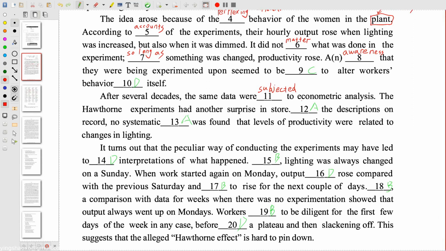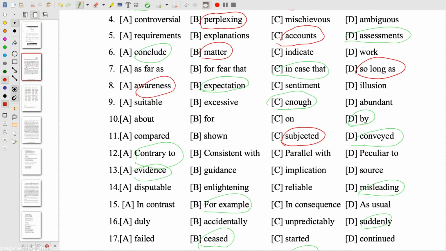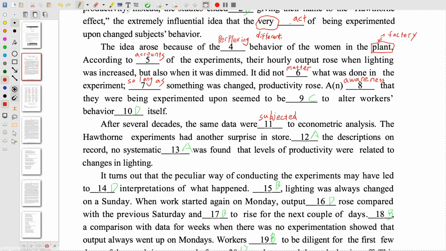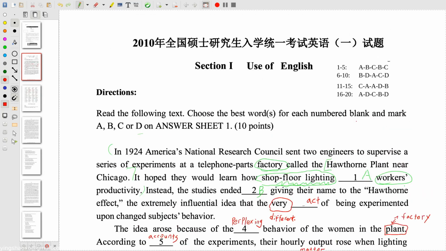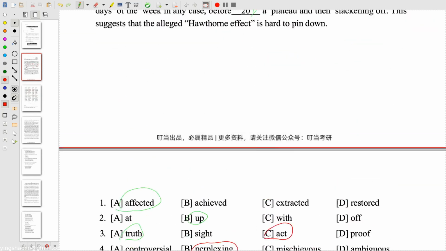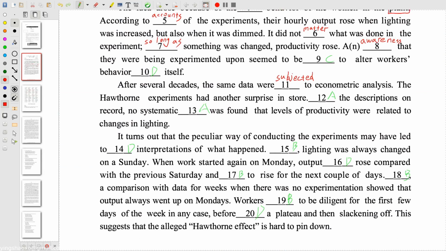So maybe some economic experts started to study this subject again with the same data. Probably, I don't know. The Hawthorne experiments had another surprise in store. We should choose A. A is correct. Contrary to the descriptions on record, no systematic evidence. Okay, we are still right. No systematic evidence was found that the levels of productivity were related to changes in lighting.